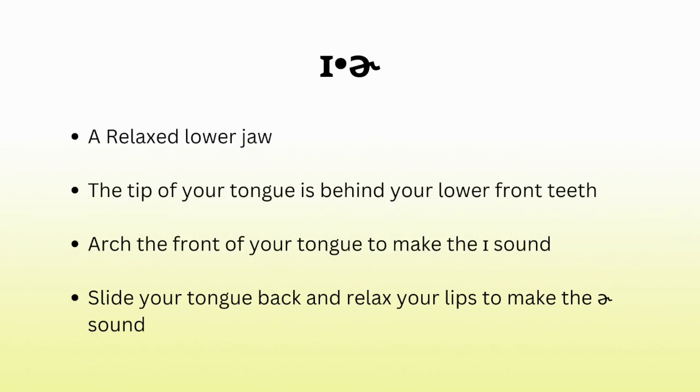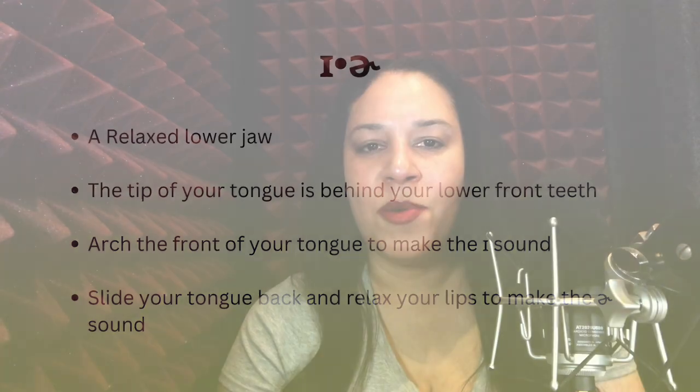So the mechanical placement for the correct pronunciation of ear is a relaxed lower jaw. The tip of your tongue is behind your lower front teeth. You arch the front of your tongue to make the ee sound, and you slide your tongue back and relax your lips to make the uh sound. So that's the proper placement for the diphthong ear.